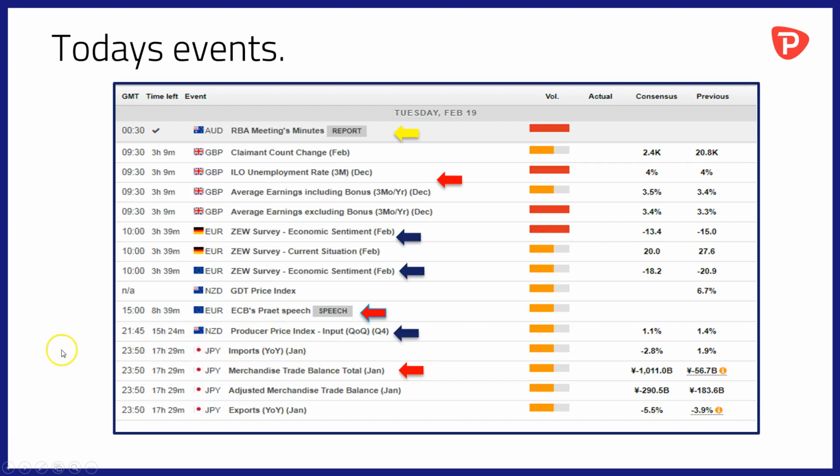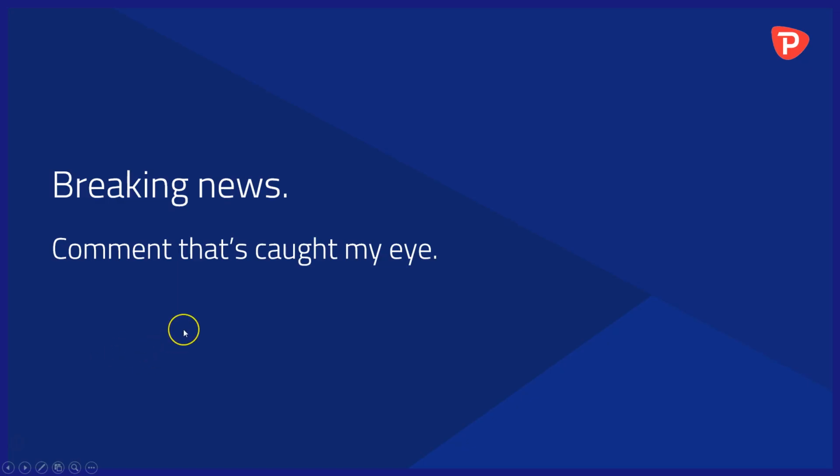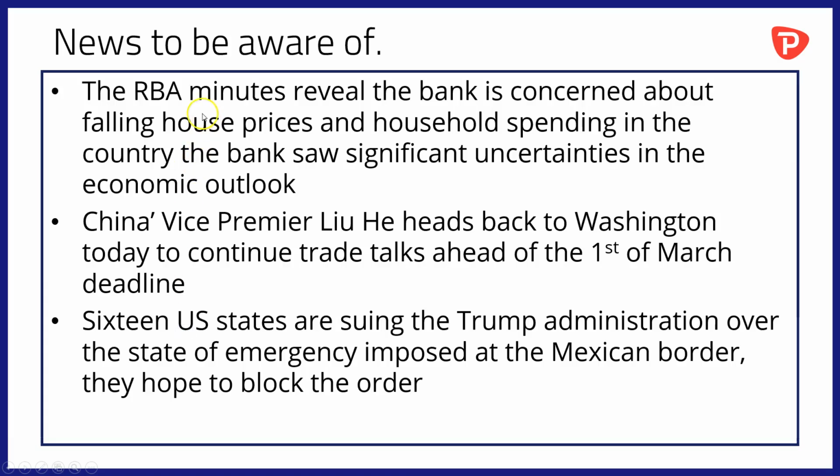Okay then, breaking news and comment that's caught my eye overnight. Firstly, the Reserve Bank of Australia minutes revealed that the bank is concerned about falling house prices and household spending in the country. The bank said it saw significant uncertainties in the economic outlook ahead, though it saw itself as a stable influence, shall we say, on the Australian economy.